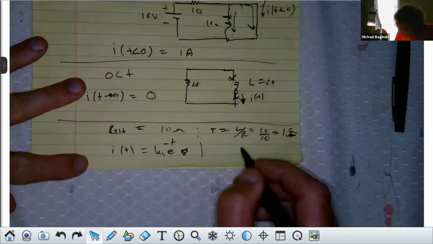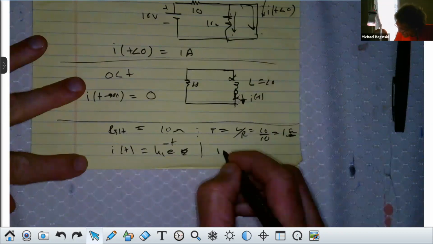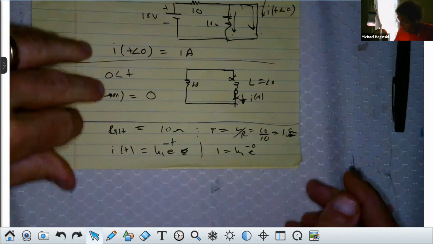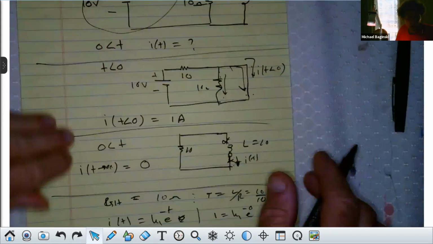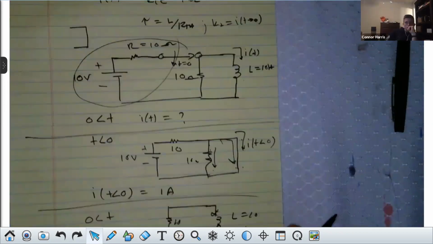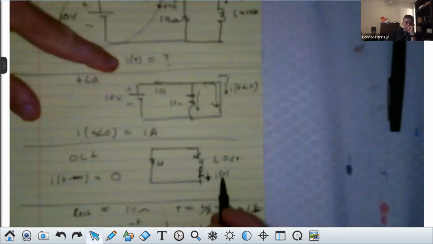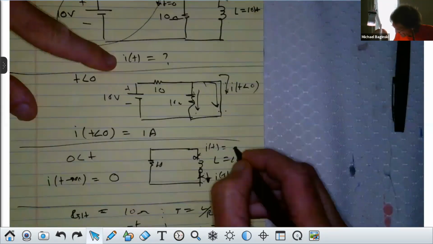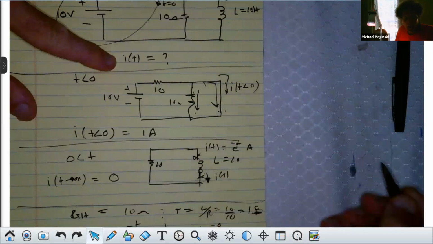So you put 1 is equal to K1 e to the minus 0. E to the minus 0, I say over and over again, is 1, right? Anything to the 0 power is 1. And 0 minus is 0 plus. So K1 is 1. That means, and I'll put it right here, that means for this circuit right here, I of t is just equal to e to the minus t amps. It's that easy. Do you agree with me?